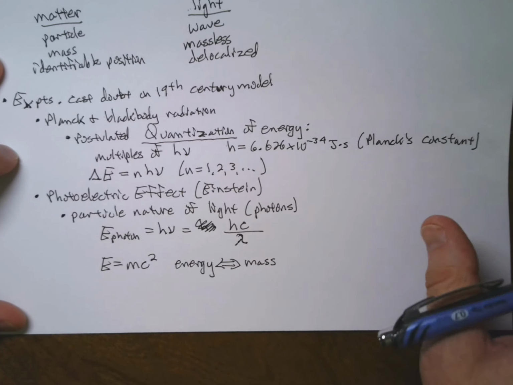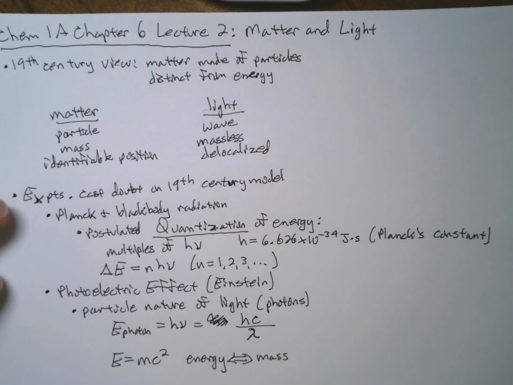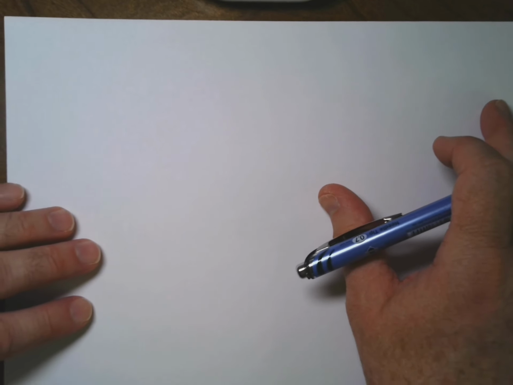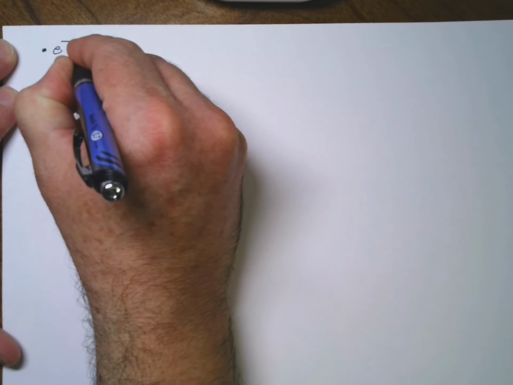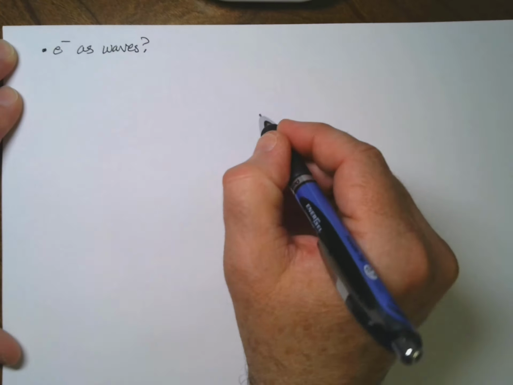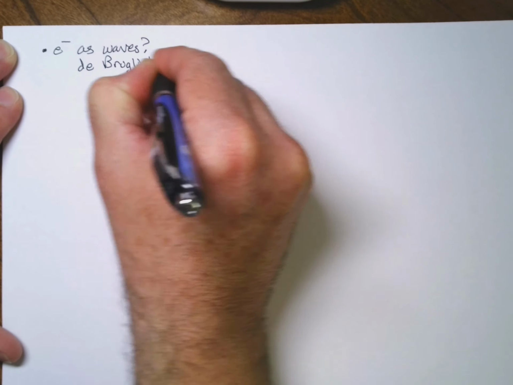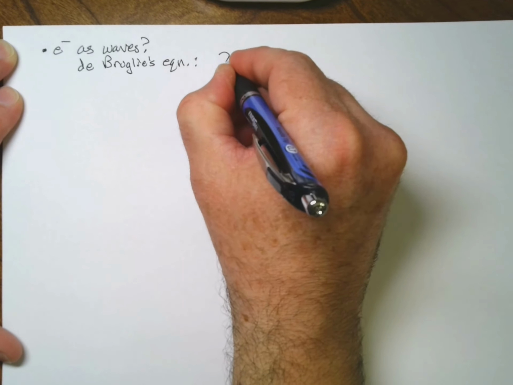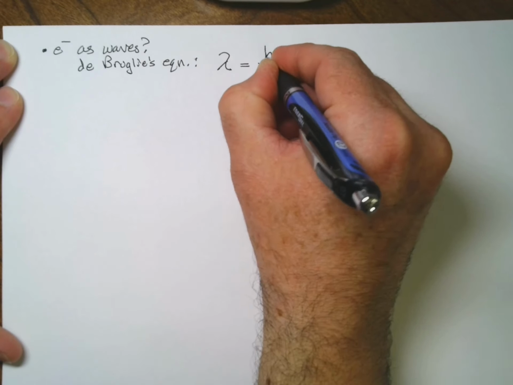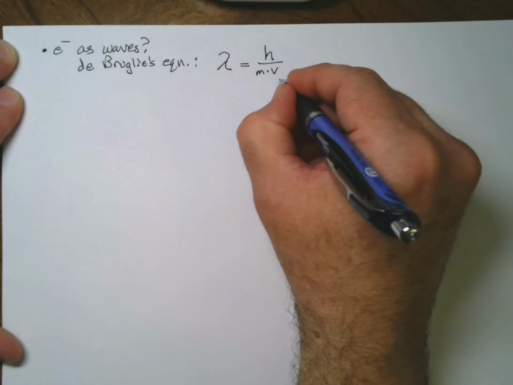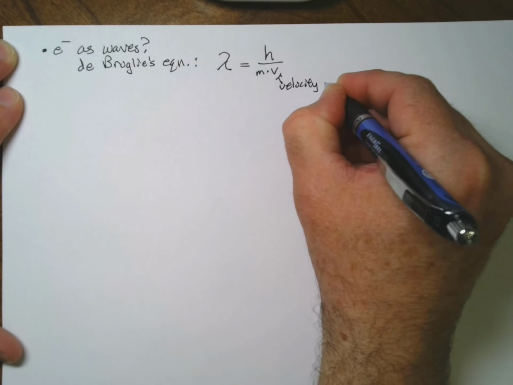Now, another experiment, or another eventually experiment, that looked at different types of particle and wave behavior involved the opposite. If light, which was thought of as a wave, can be a particle, what about things like electrons, which are thought of as particles? Can they be waves? And the answer is yes. And we have de Broglie's equation, which is wavelength equals h over mass times velocity. So v is our velocity of the particle.